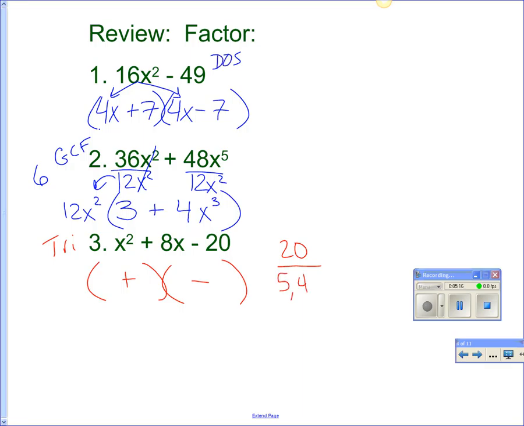Daniel, will 5 and 4 give us what we want? No. What do we want them to give us? So what?